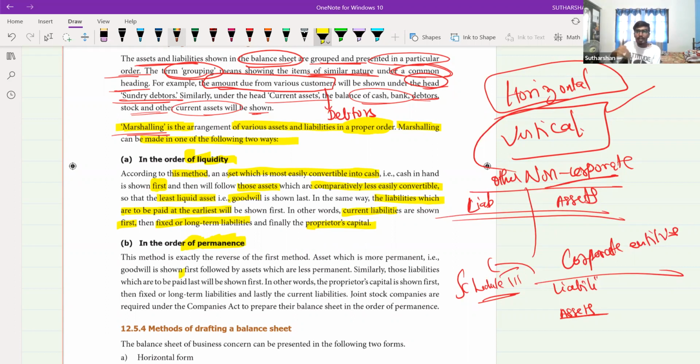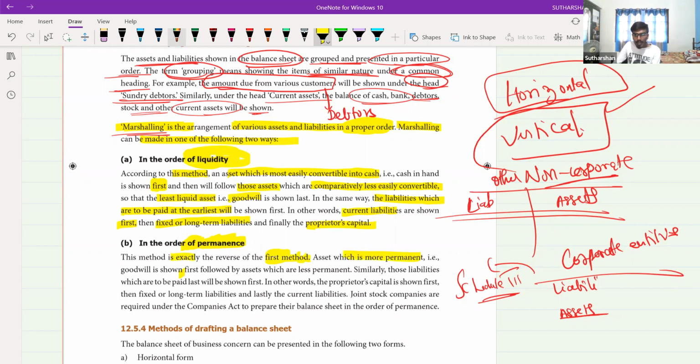Similarly, what comes in assets? At the top building, furniture, and at the end cash comes. So if in your balance sheet cash is given at the end, they are following order of liquidity. If they are following order of permanence, they will present it first. Okay, this method is exactly a reversal of the first method. What is the first method? The first method is order of liquidity.